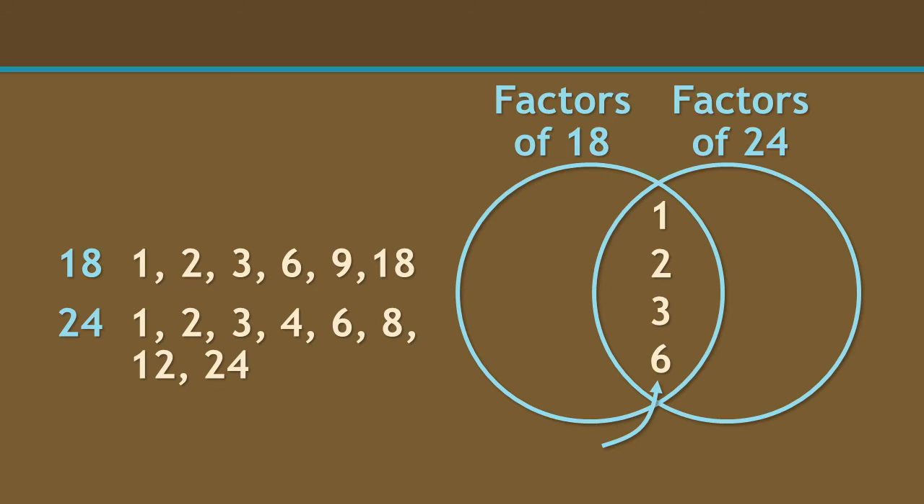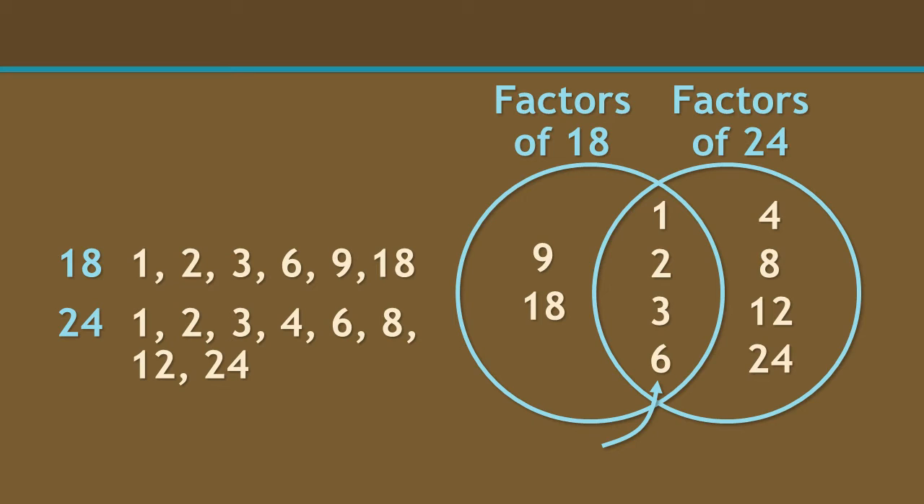Now, the factors that we have left over that are not in common, we're going to write them in the non-intersecting parts of the Venn diagram. So for the factors of 18, we're going to write 9 and 18. And for the factors of 24, we're going to write 4, 8, 12, and 24.